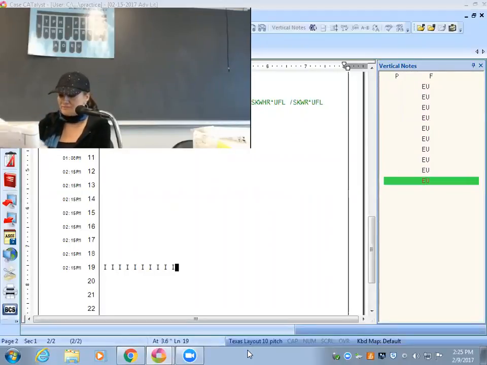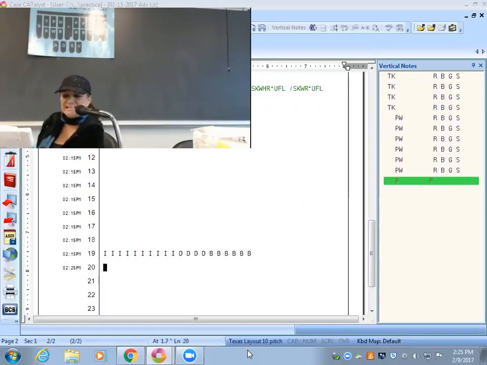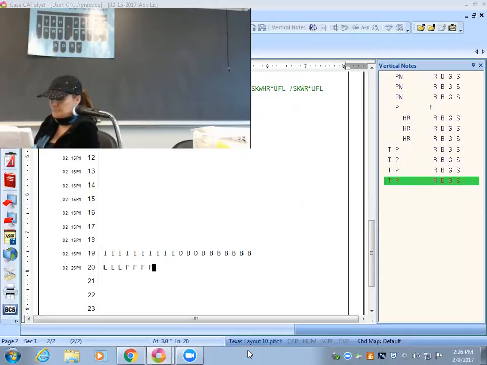And then you have new initial double consonant letters. So initial D is TK. Initial B is PW. Initial L is HR. Initial F is TP. Initial M is PH.